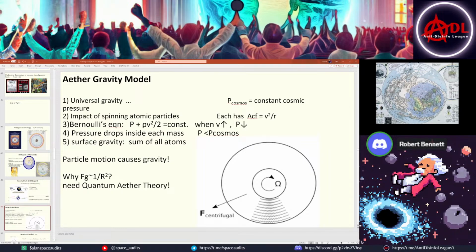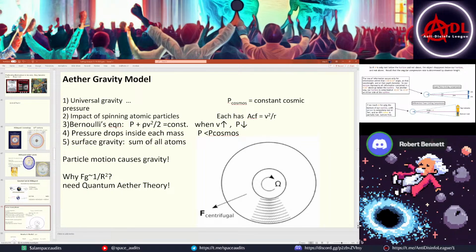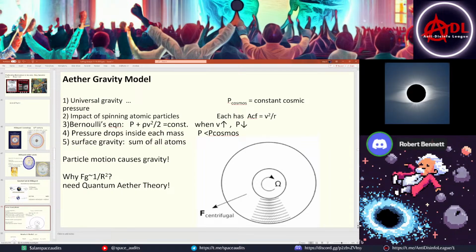Okay, but that's what my version is of what gravity is. It's caused by the motion of the atoms plus the universal pressure of the outside atmosphere, ethosphere, which is constant throughout the universe. So that's it. Okay, nice.